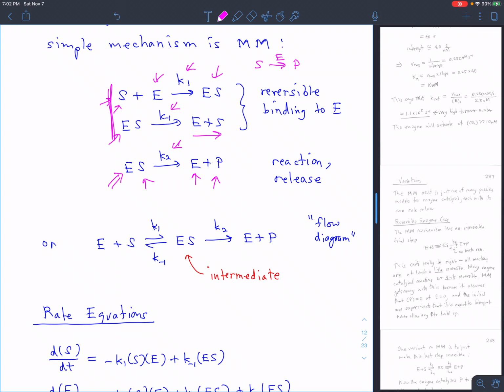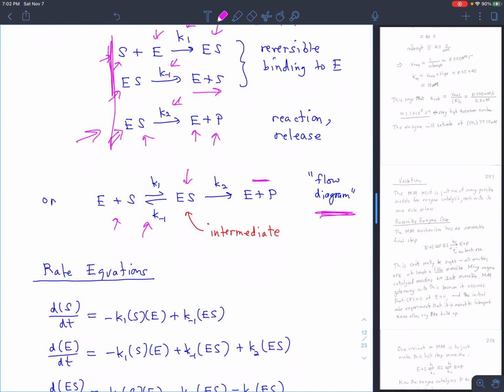If I were to write this same three-step mechanism out as a flow diagram, so you can more easily see what all these steps mean in terms of how things change, it would look like this. E plus S, with a reversible step, goes to the intermediate enzyme-substrate complex, which then goes on to form enzyme plus product. It's important that this enzyme-substrate complex is an intermediate because we're going to be using the steady-state approximation in a minute. And for that, the intermediates are, of course, the key species involved.